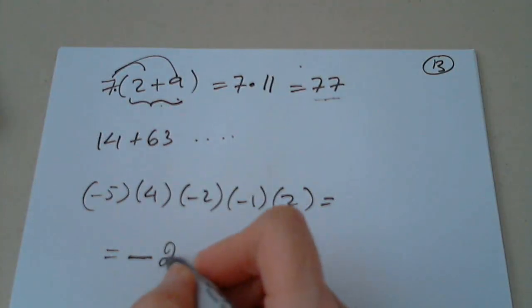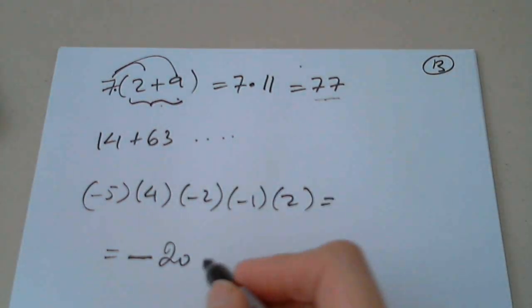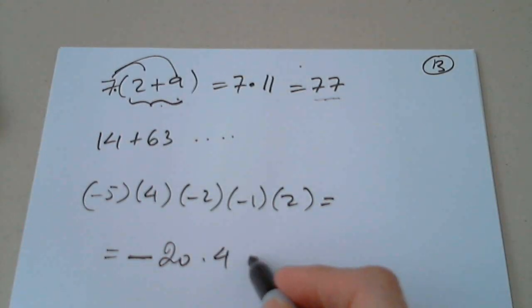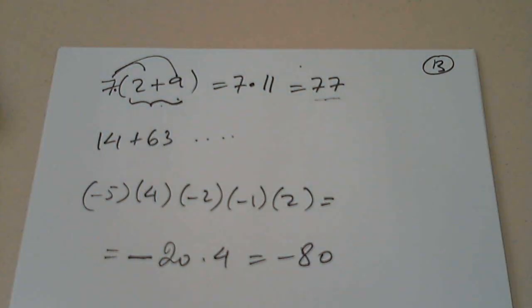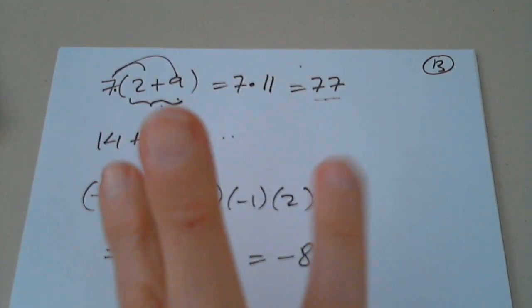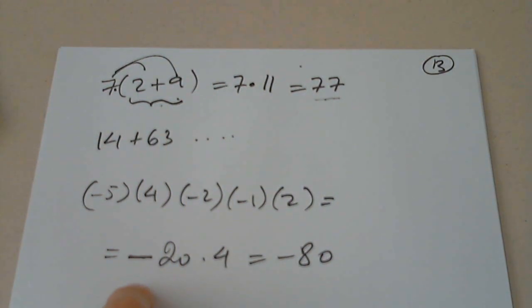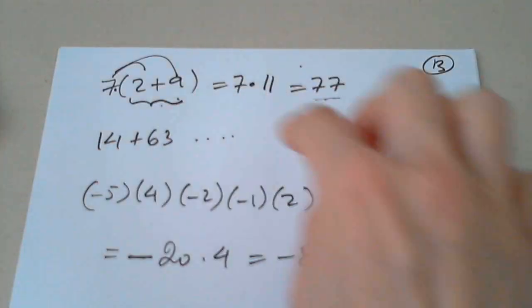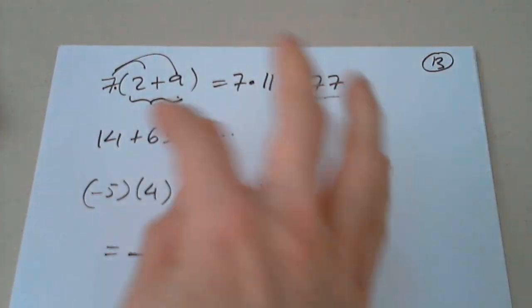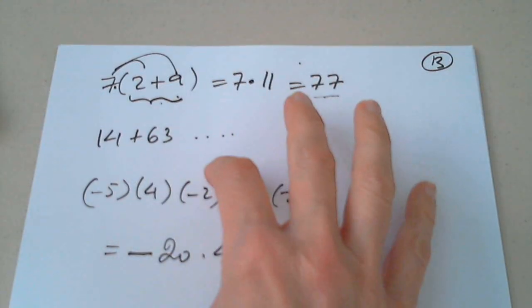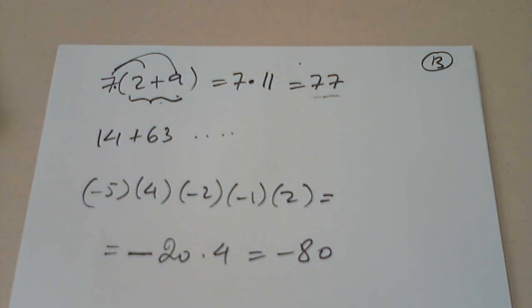5 times 4 is 20. 2 times 1 times 2 is 4. You multiply these two, you're going to get -80. First, take the sign out of the way. 1, 2, 3. When I multiply or divide 3 negatives, the outcome is negative. And then you can do whatever you want. 5 times 2 is 10, 4 times 2 is 8, 8 times 10 is 80. Any order, any grouping, because they're all factors.